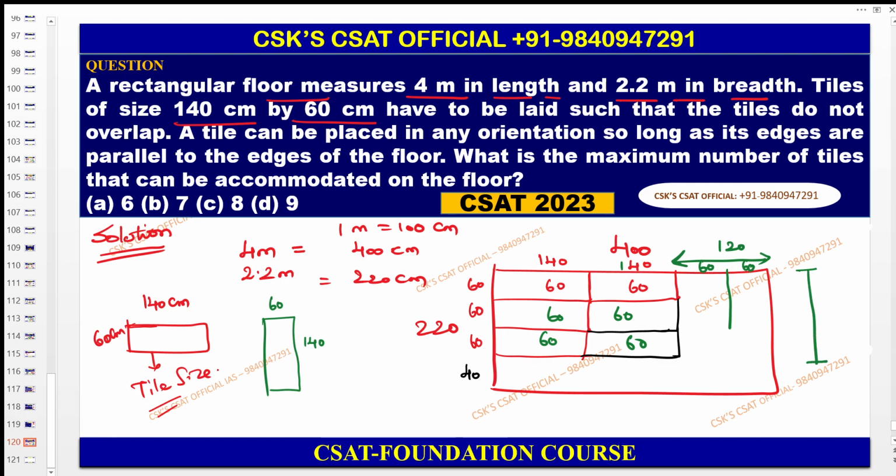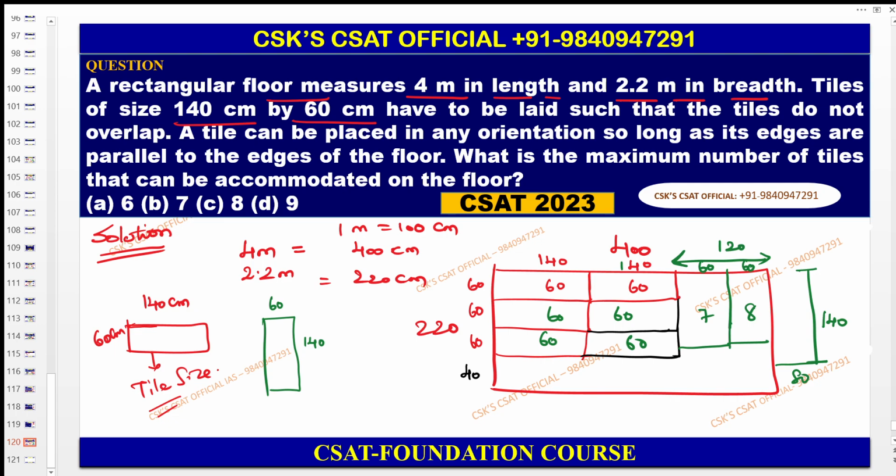220 means you can place a 140 here. Since even after 140 you are having 80, so 140 we are placing here. So this is the 7th, this is the 8th. So the maximum tile you can place here is 8. Getting everyone?